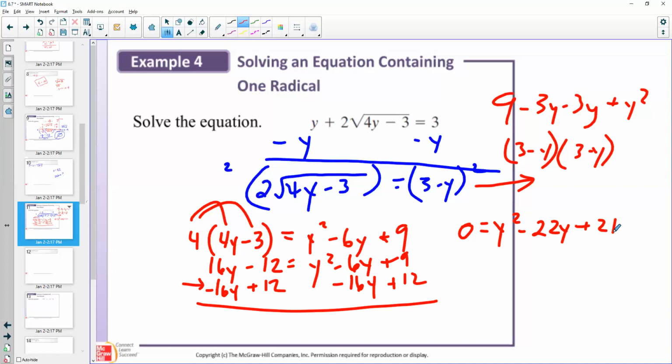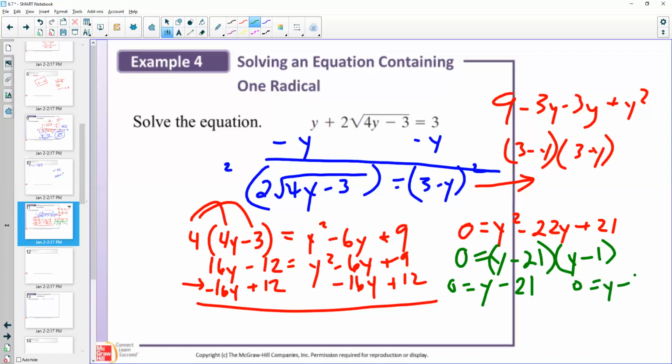Now you know what I need to do? I bet you do. I need to factor. I know I told you it's never going away. It's never going away. So let's factor. I need things that multiply to 21 and add to negative 22. I'm going to use negative 21 and negative 1. Y minus 21, y minus 1. Now I'm going to use zero product rule, right? 0 equals y minus 21, 0 equals y minus 1, y equals 21, or y equals 1.